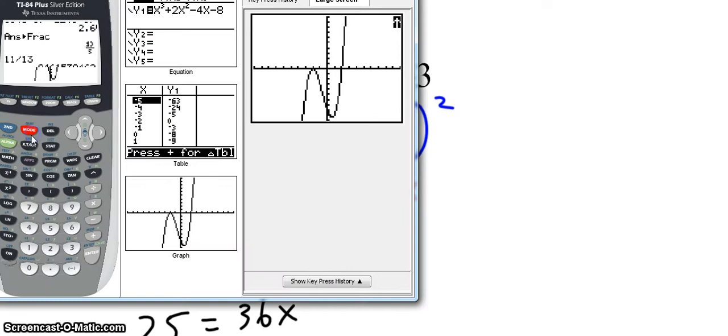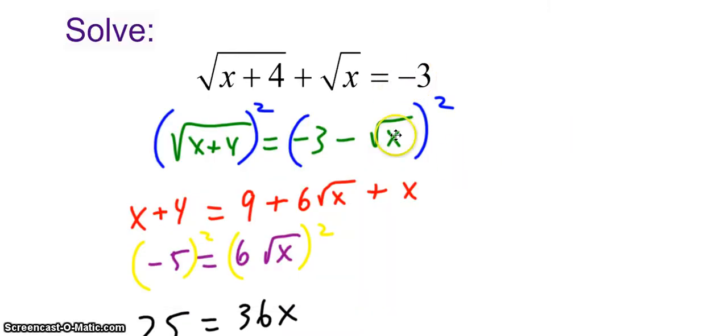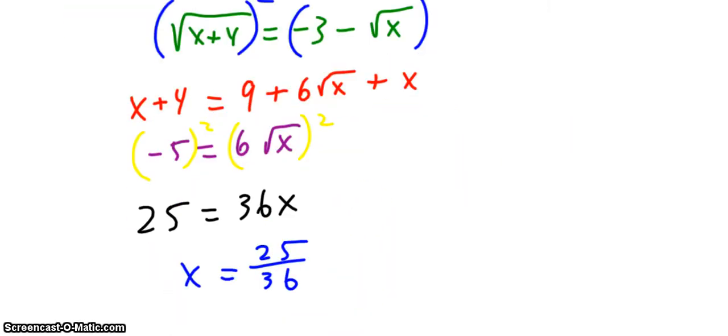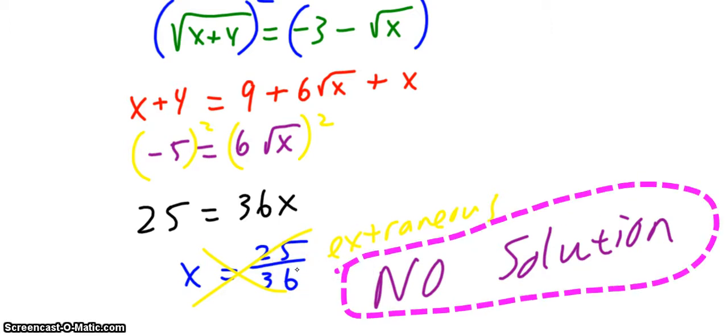So if I go to my calculator, I can actually type in square root of 25 over 36 plus 4, and then plus the square root of 25 over 36. If I hit enter, I see that's positive 3, which is not negative 3. Therefore, this is extraneous. So my answer is no solution, because we only had one potential solution, and that one potential solution was extraneous.